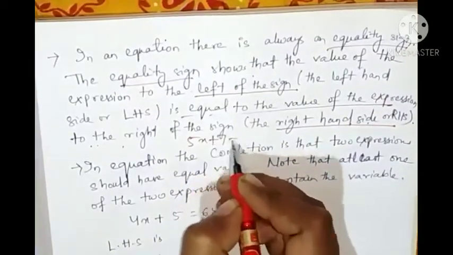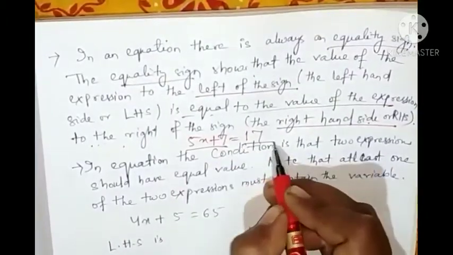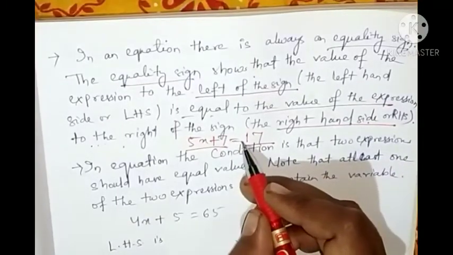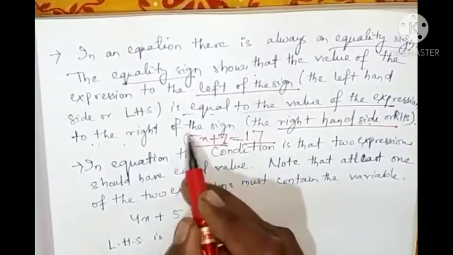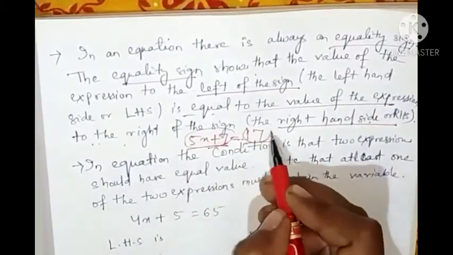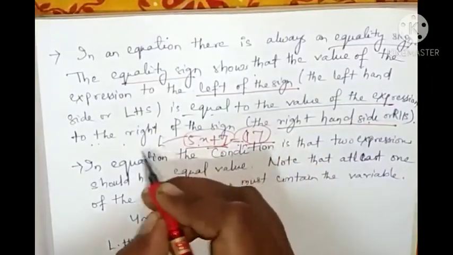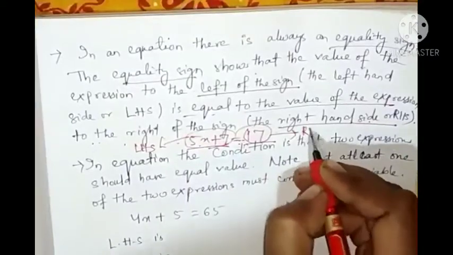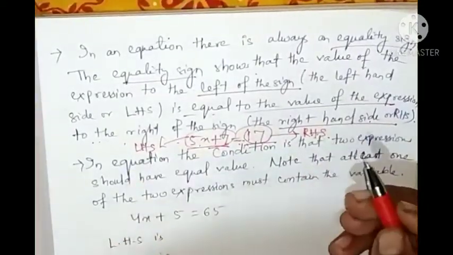5x plus 7 equal to 17. So the left side is equal to the right side. Where the equality sign is, on the left side 5x plus 7 is equal to 17. Both are equal. This is LHS, left hand side, and this is RHS, right hand side. So LHS is equal to RHS.